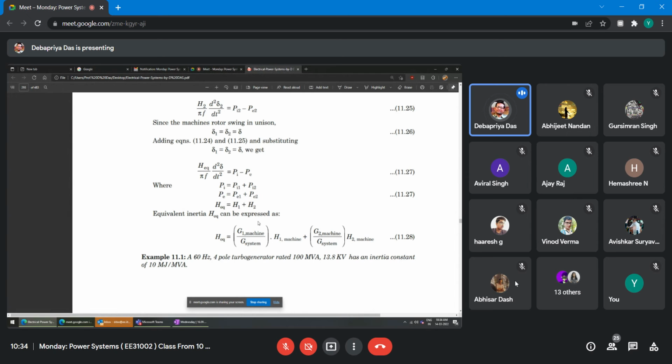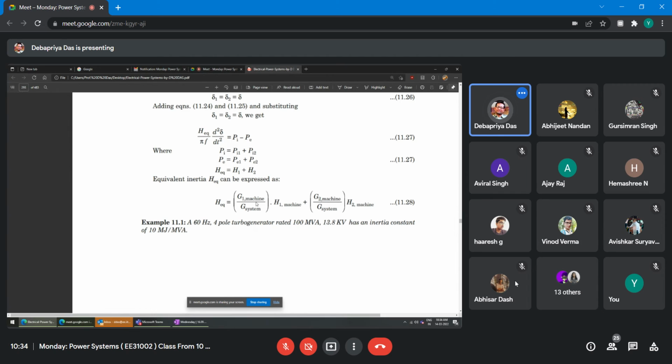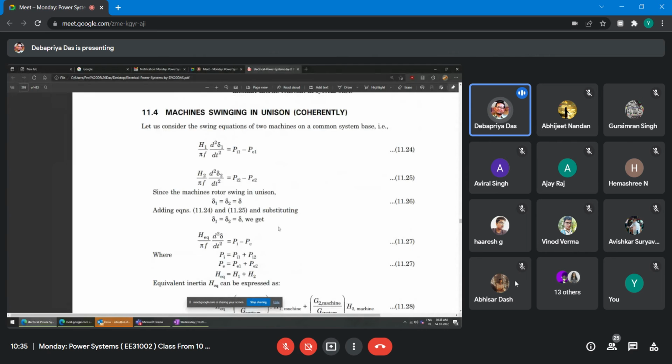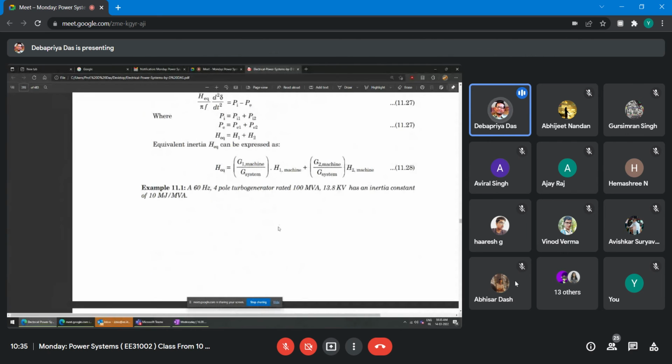Equivalent H can be expressed as, suppose machine 1, it's G1 machine into H1 machine, that is the rating of the machine, divided by the system base, plus G2 machine into H2 machine divided by the system base. System base is common, right? Machine rating is this one multiplied by this one, and G2 machine into H2 machine by G system. G system is common, that is your H equivalent. So these equations are simple, but you need a little bit of practice, right? Enough time is there, you practice.